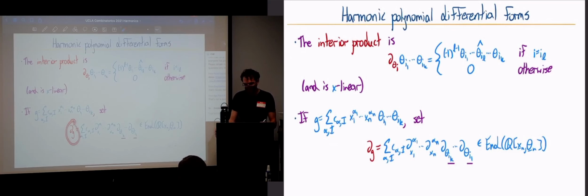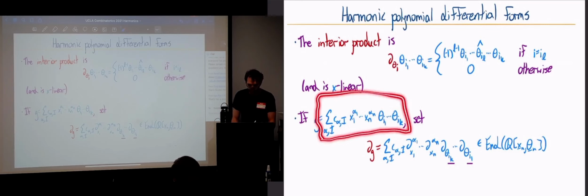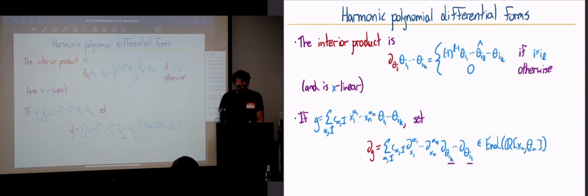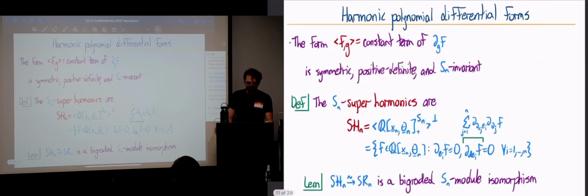So we can extend this partial differentiation notion, viewing a super polynomial as a partial differential operator on the super polynomials using the interior product to replace the theta variables. So in particular, if we have this sort of monomial expansion, we turn it into this partial differential operator. I've underlined here the theta ik and theta i1, just because there's an order reversal, which is maybe not immediately obvious. It kind of comes from this negative 1 to the power. Anyway, working through all that, you can now generalize the nice, basically canonical non-degenerate form that I had mentioned before. You just take the constant term of the partial differential operator G applied to F. Symmetric, positive definite, SN invariant, all that. So the same song and dance works in the super case.